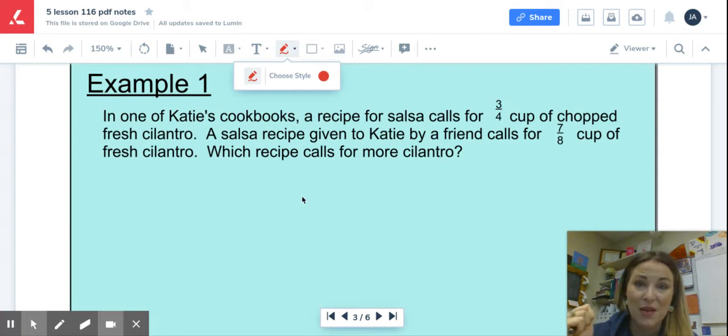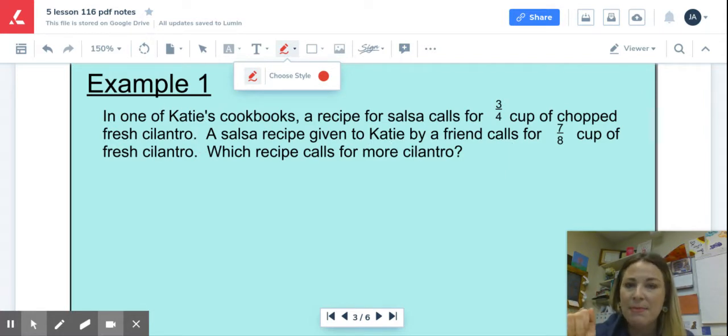So, in one of Katie's cookbooks, a recipe for salsa calls for 3/4 of a cup of chopped fresh cilantro. Yum. A salsa recipe given to Katie by her friend calls for 7/8 of a cup of fresh cilantro. Which recipe calls for more cilantro?